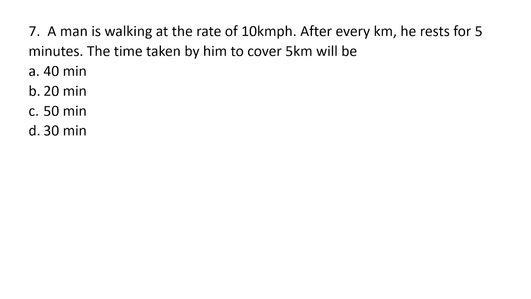Let's say, guys, look at the problem. A man is walking at the rate of 10 kilometers per hour. After every kilometer, he rests for 5 minutes. The time taken by him to cover 5 kilometers will be? Very simple, guys. His speed is given as 10 kilometers per hour. So can I say that for every hour he's traveling how many kilometers? 10 kilometers. So that means for every 60 minutes he's traveling 10 kilometers. Now, can I say what? For every 6 minutes he's traveling 1 kilometer.